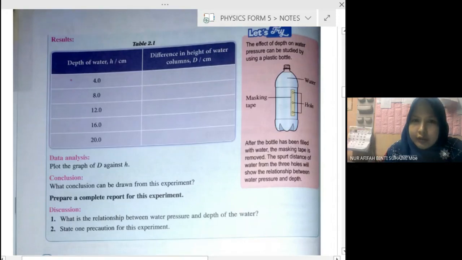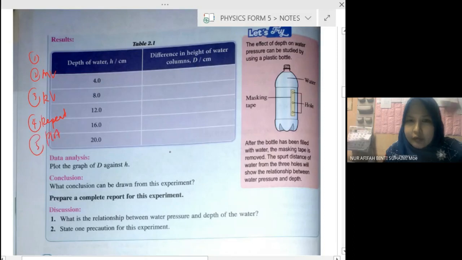Untuk prosedur, 5 point. Number 1, set up. Number 2, fix or immerse the thistle funnel at 4 cm depth, MV, and then RV. Number 3, observe the difference in height of water. And then number 4, repeat the experiment with the different depth: 8, 12, 16, 20. And then 5, plot graph. Plot the graph D against H.